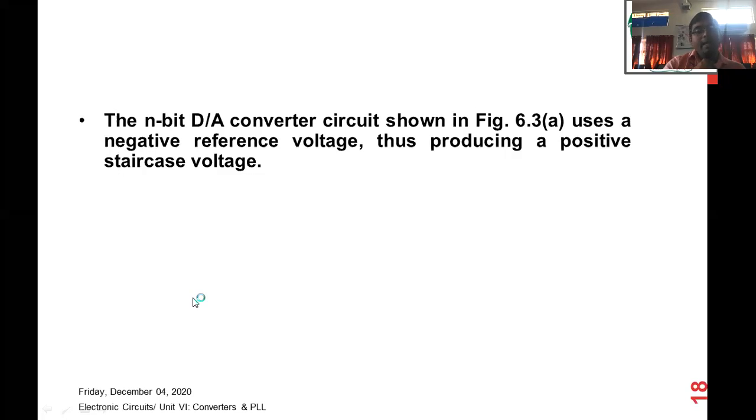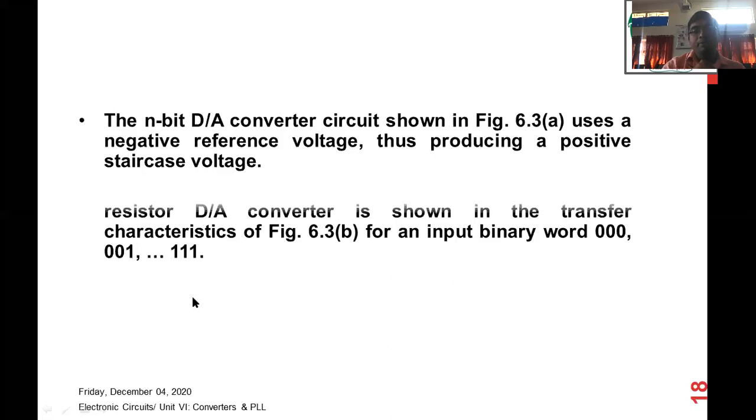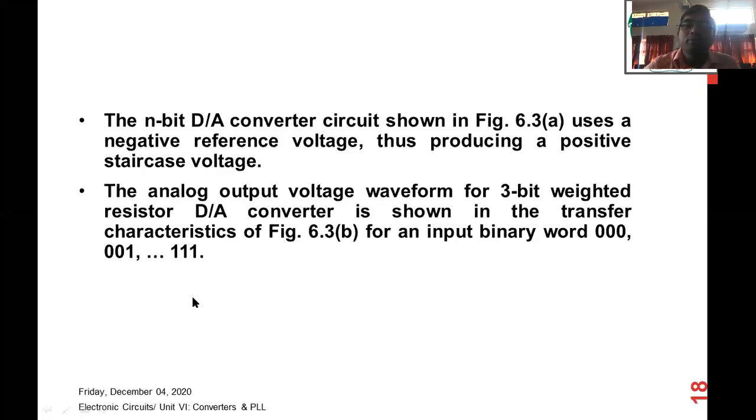Now we have to see that the n-bit digital to analog converter in figure 6.3a uses a negative reference voltage, thus producing a positive output voltage, a staircase voltage, because this negative reference voltage is applied to the inverting terminal. So finally we get a positive staircase output voltage. So the analog output voltage for, suppose, a 3-bit weighted resistor D to A converter would be shown in the next diagram as a transfer characteristic, where we have taken the input binary word from 0 0 0 up to 1 1 1.